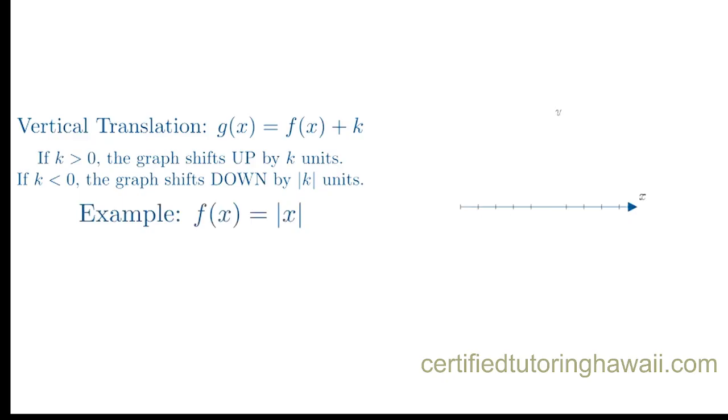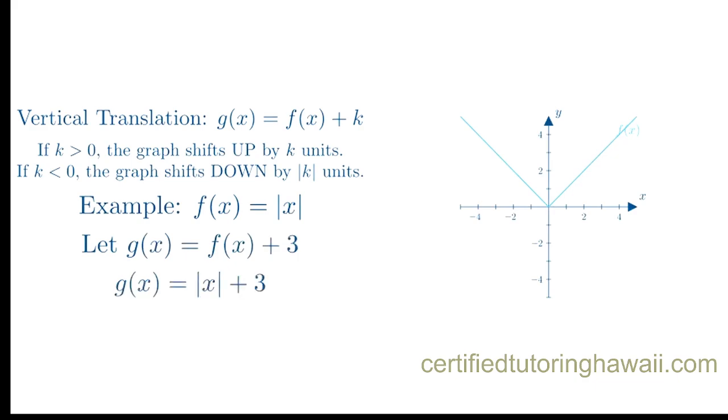Our parent function, f(x), is the absolute value of x. Now, let's create a new function, g(x), by adding 3 to f(x). So, g(x) equals the absolute value of x plus 3. Since we added a positive 3 to the outside of the function, the graph of g(x) will be the graph of f(x) shifted up by 3 units.